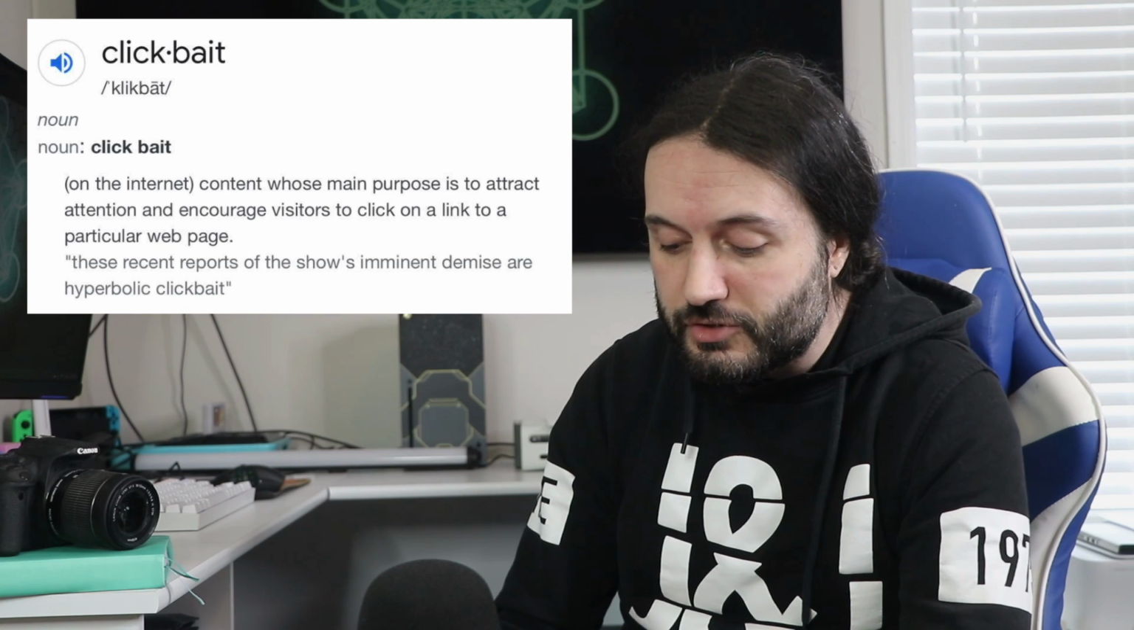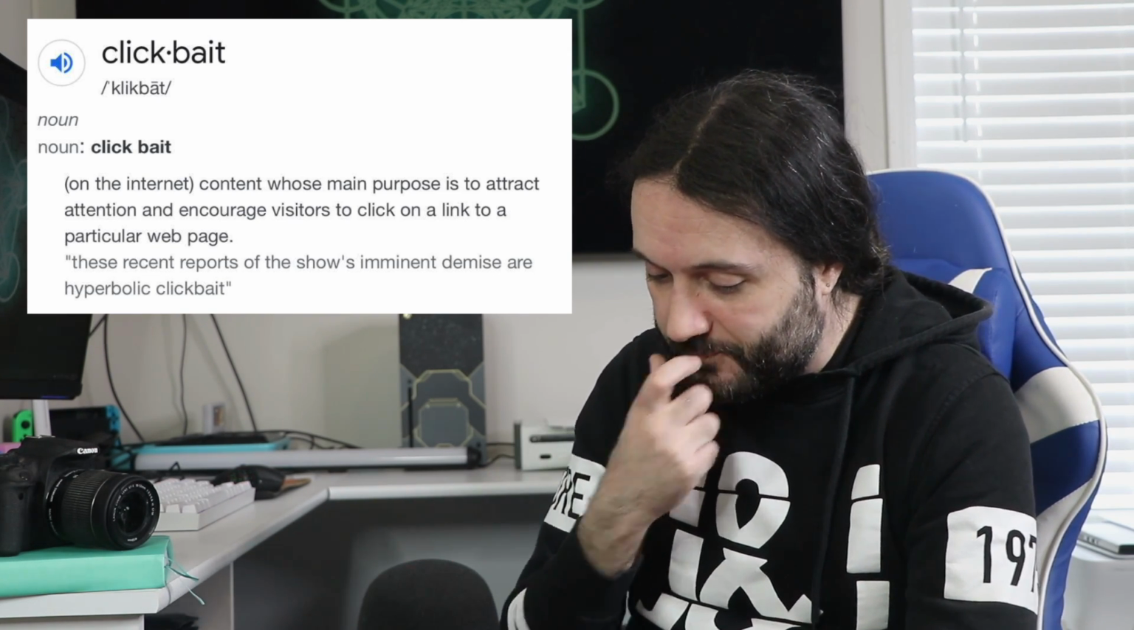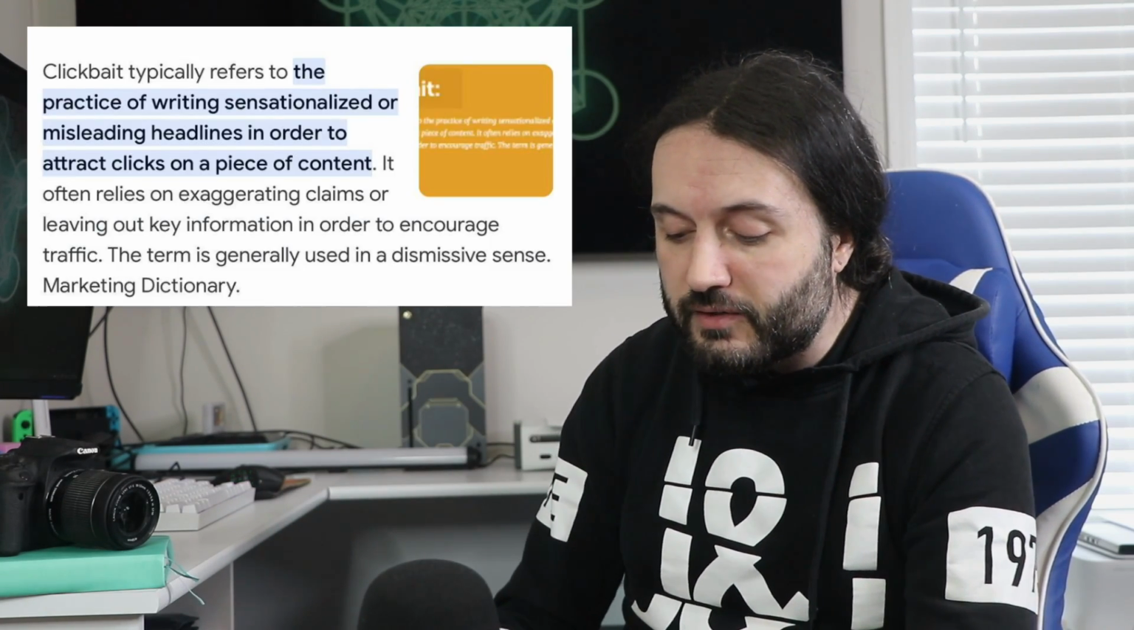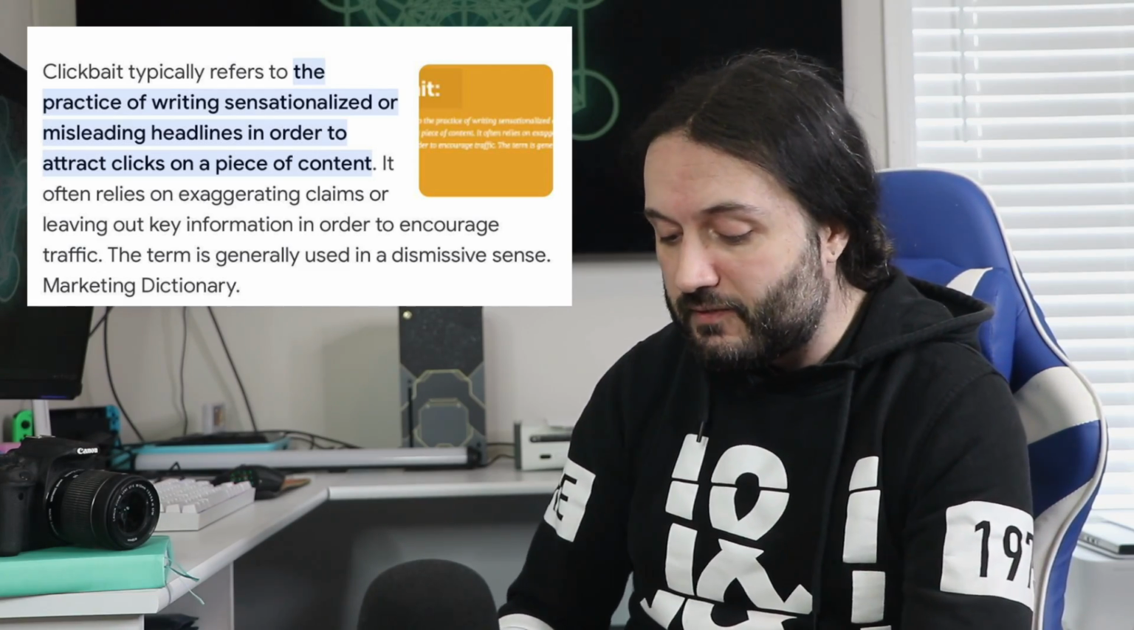Yes, but there is clickbait and clickbait. Let me explain. Once again, the definition from Oxford Languages: clickbait, on the internet, content whose main purpose is to attract attention and encourage visitors to click on a link to a particular web page. And as we dive deeper, we get the practice of writing sensationalized or misleading headlines in order to attract clicks on a piece of content. These two definitions are slightly different. The first one says clickbait is something that is used to attract clicks. The second one is telling us that it's something that is misleading in its nature. And I believe that that perfectly divides the two types of clickbaity titles that I was talking about.